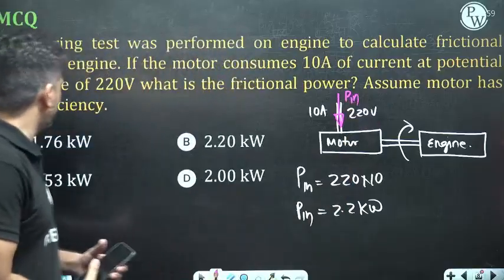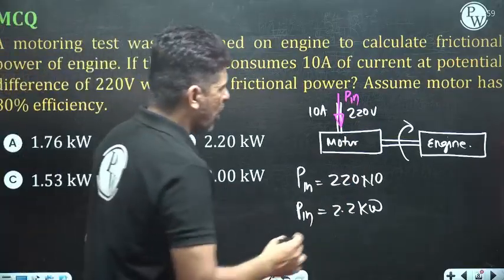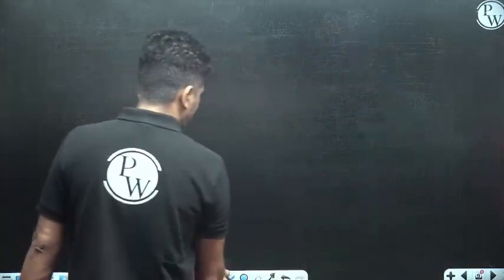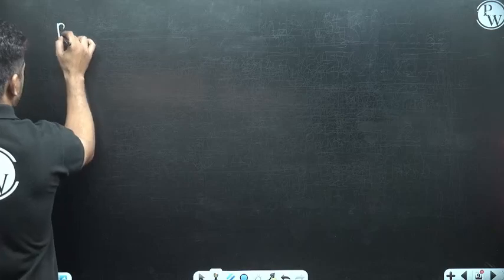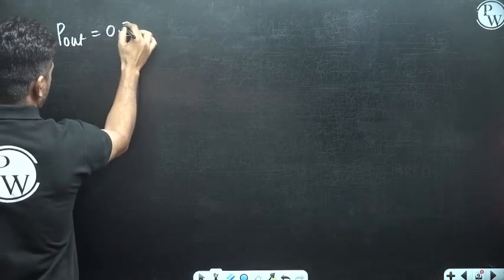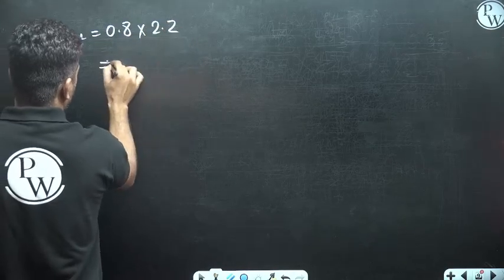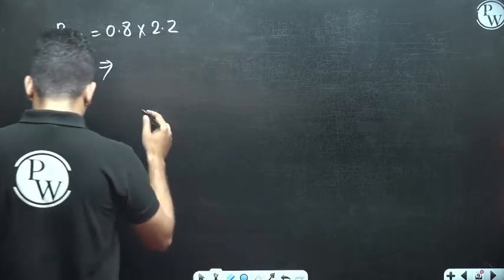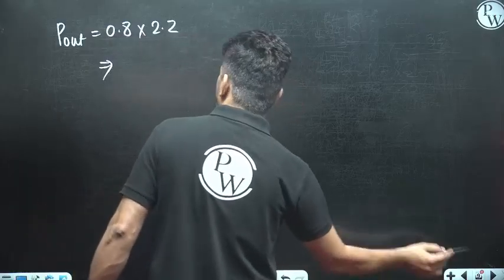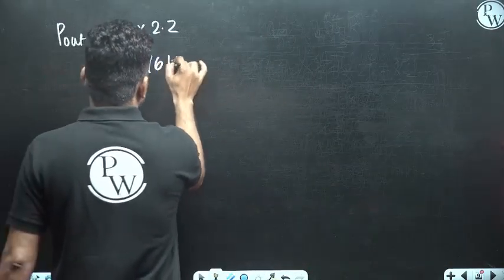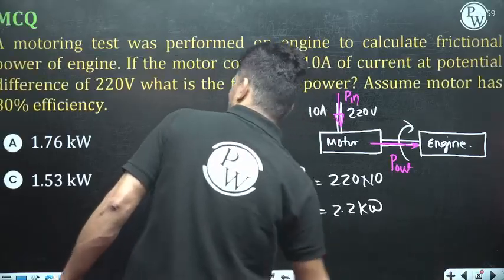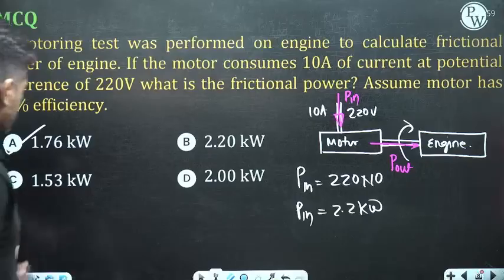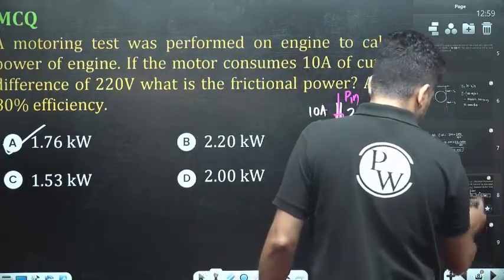Now your motor has an efficiency of 80%. So whatever power is going out, P out, will be 80% of the power coming in. So P out will be 0.8 multiplied by 2.2 kilowatt, which is 1.76 kilowatt. 22 multiplied by 8 is 176, so 1.76 kilowatt. The answer is in option A. This is a very easy question.